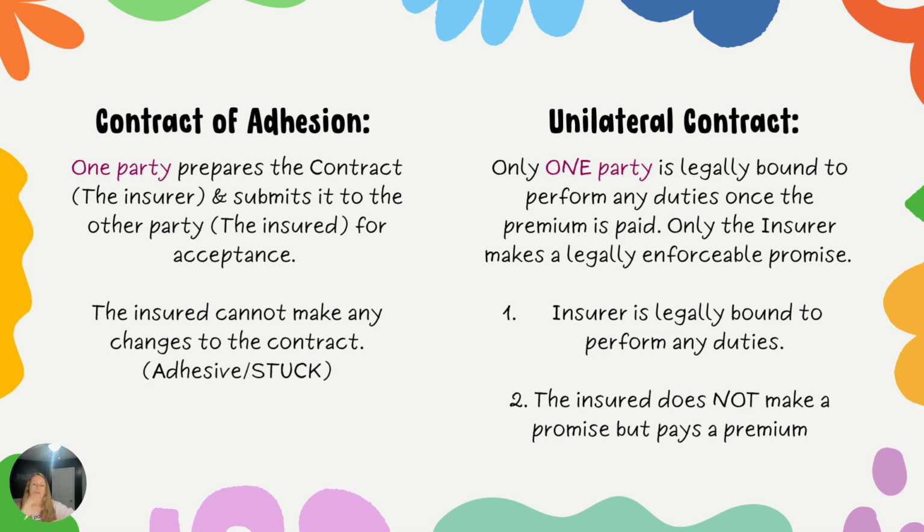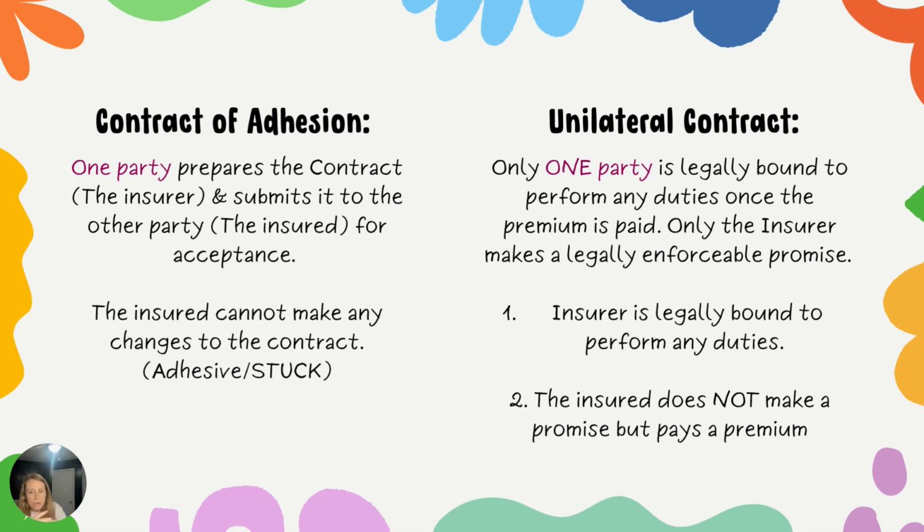But the difference with unilateral is where one party is legally bound to do something. Yes, the insured has to pay that premium, and if they don't, the insurance company is going to cancel that policy. But only one party is legally bound to do something in that contract. One party, being the insurance company, is legally bound to pay the claims. That's what makes it a unilateral contract.